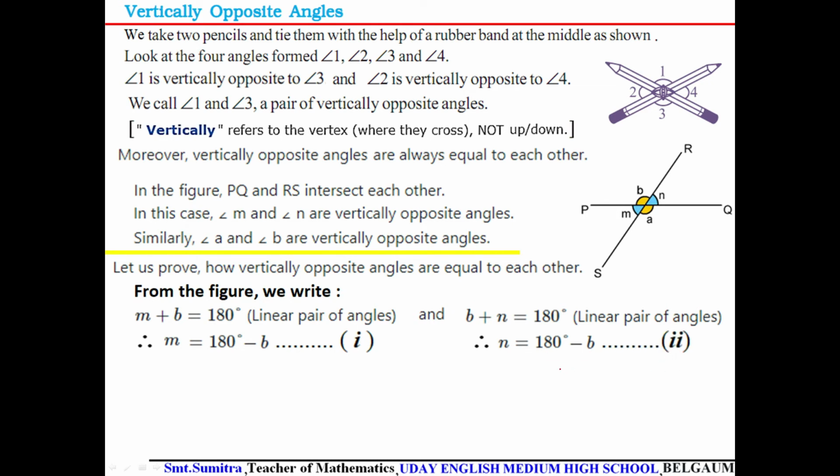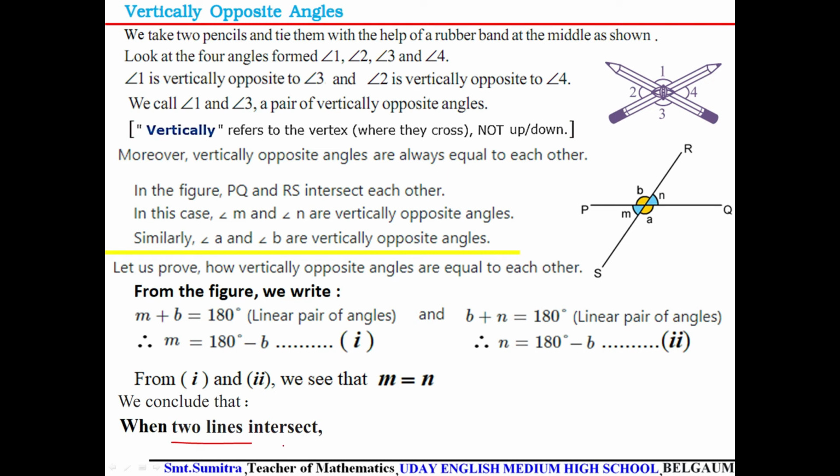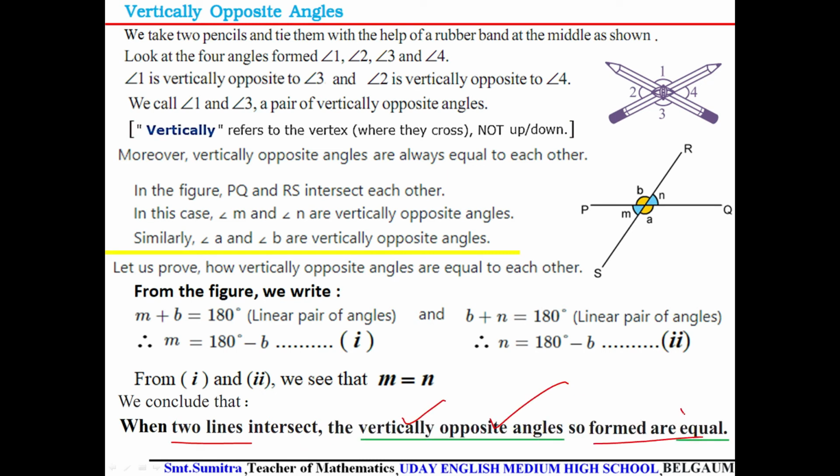Here from 1 and 2 we say that 180 degree minus B, 180 degree minus B, they are equal. Therefore, we say that M is equal to N. From 1 and 2, we see that M is equal to N. And hence we conclude that when two lines intersect, the vertically opposite angles so formed are always equal. Dear students, please copy the notes by pausing the video. I'll continue to the next page.